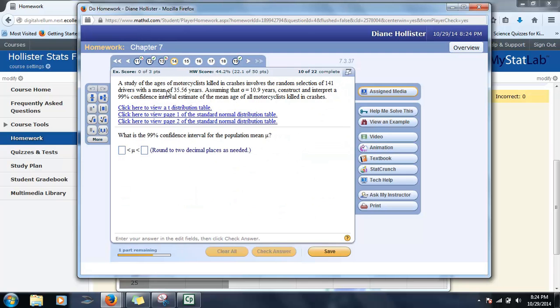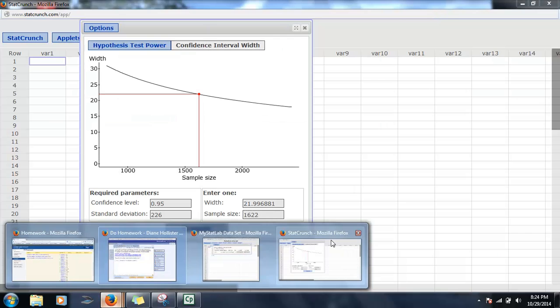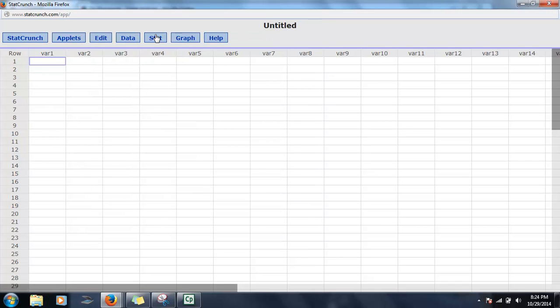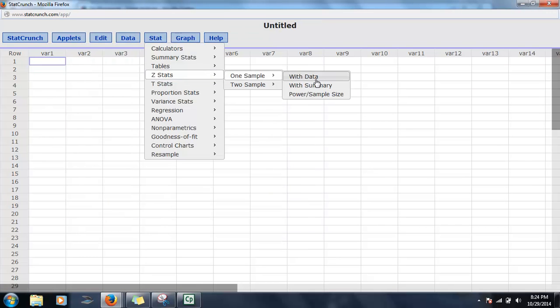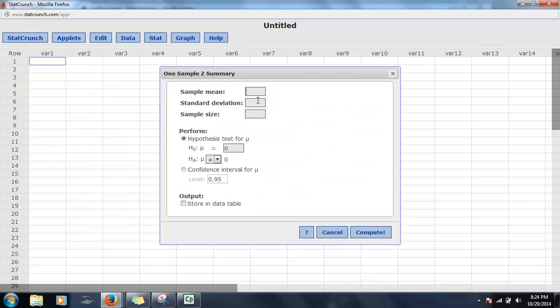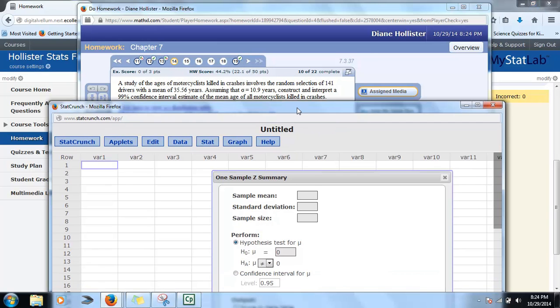Number 14 asks us to also compute a confidence interval for the mean. Again, this particular time we need to look at the problem and ask ourselves, do we or don't we have a population standard deviation? In this particular case, we are given the population standard deviation, sigma. So when we would click on StatCrunch, we would use Z statistics, and we would go here, enter our mean, standard deviation, and sample size. So let's take a look at that for this problem.